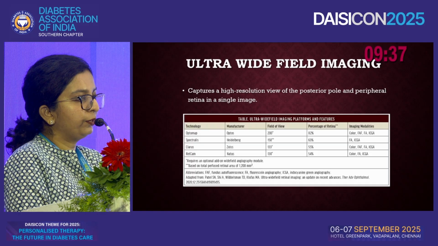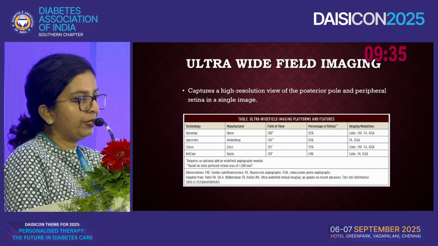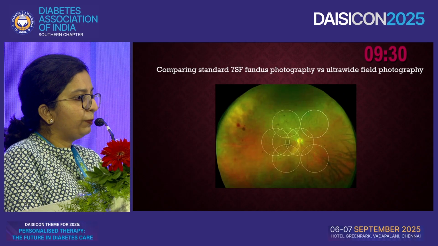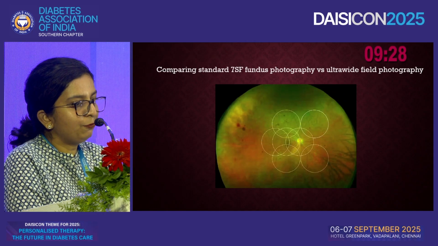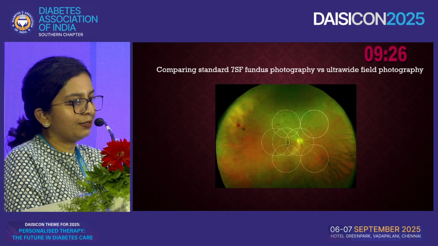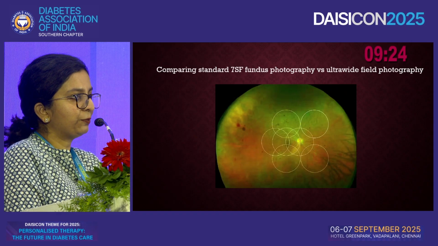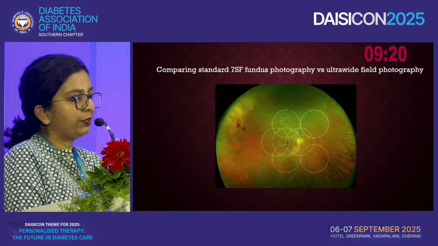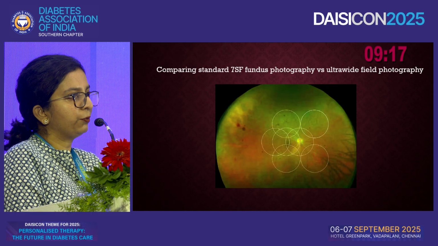So these are the four algorithms, the platforms, which are available as of now. If we see this picture, we can see that the wide field covers around 200 degrees, and the standard field, the central area which is marked, is a very minimal area. It is actually only 1/3 of the retina which is being screened in routine practice.